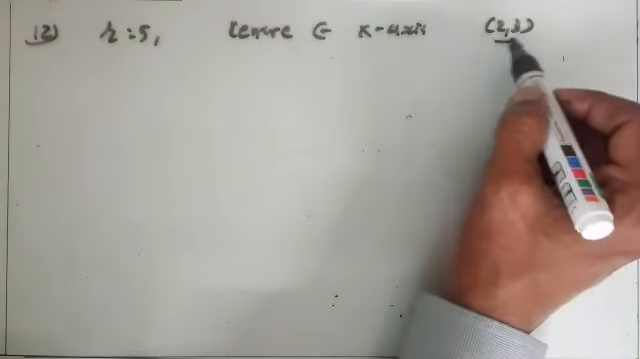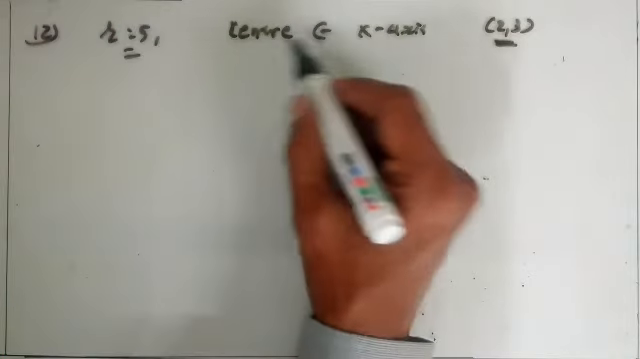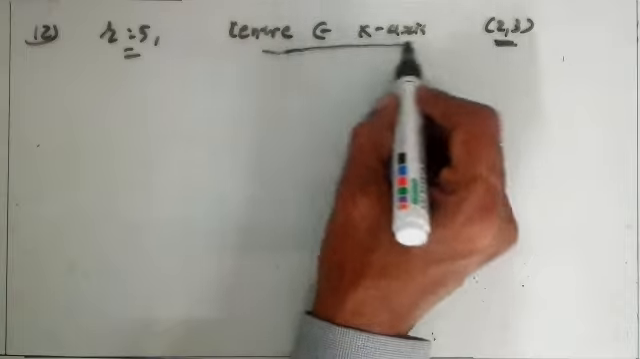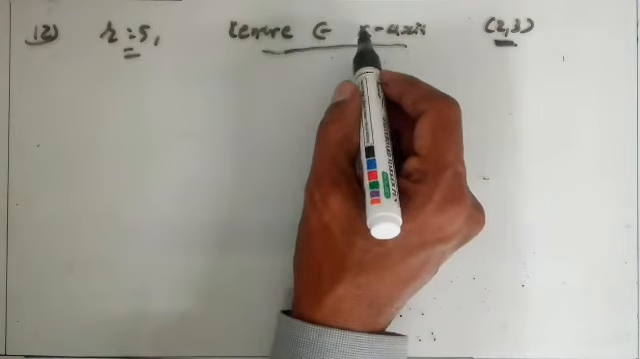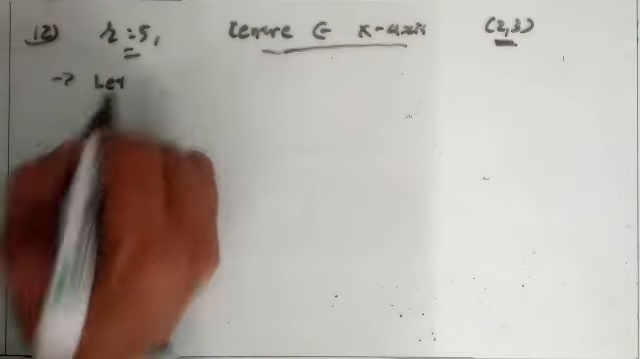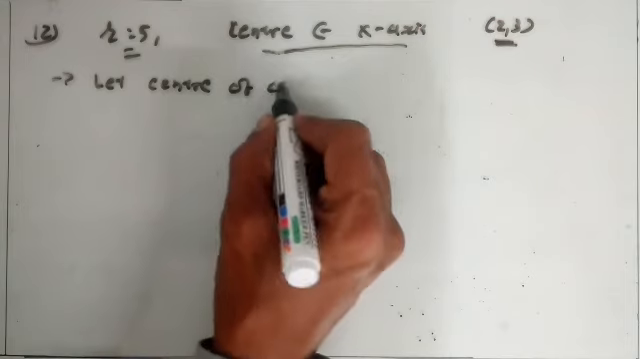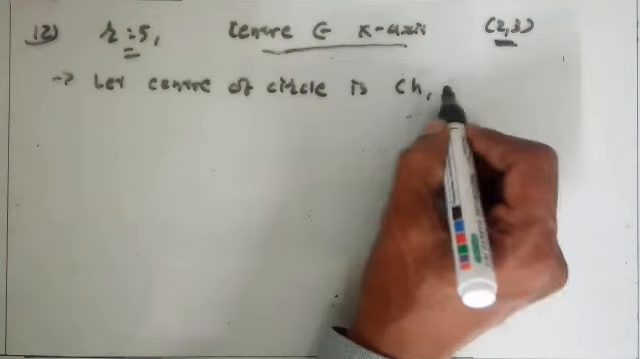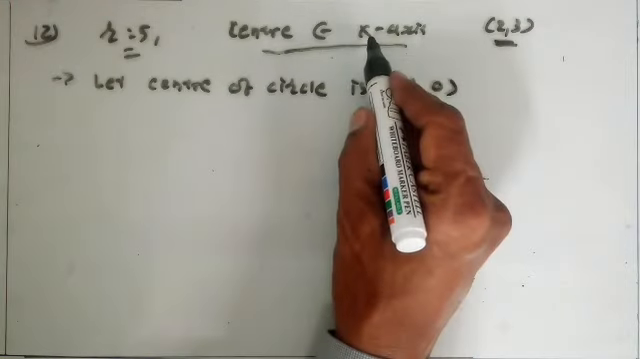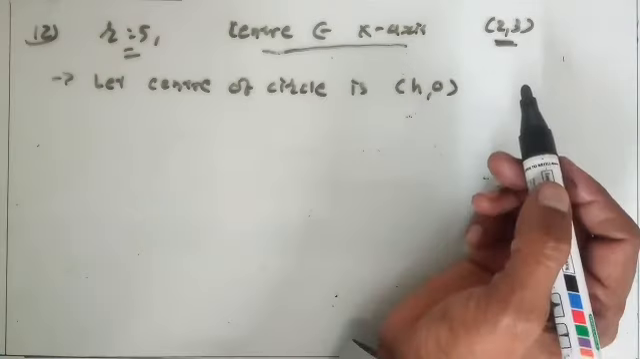Here the circle passes through (2, 3), given, and the radius is equal to 5. Also the center lies on the x-axis, given. So first suppose the center of the circle is (h, 0), because this lies on the x-axis, so the y coordinate is always 0 and the x coordinate is, suppose, h.